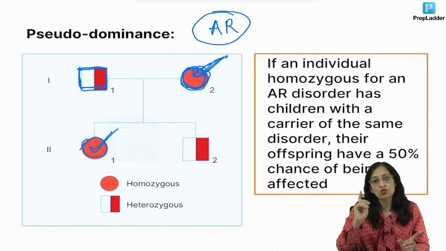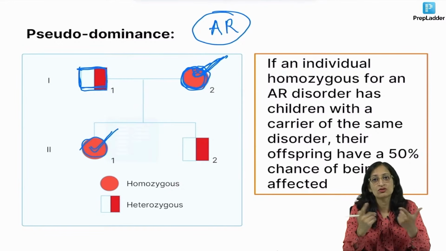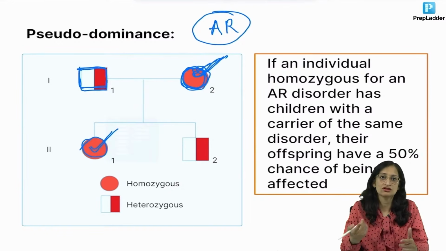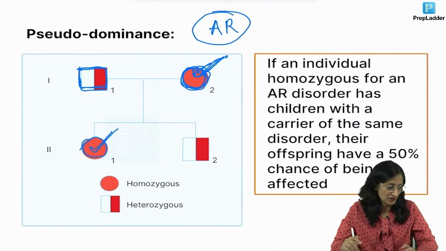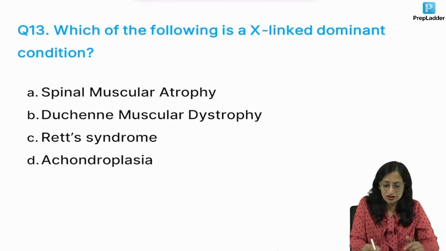When one individual is affected and the other is a carrier and they mate together, then you can have children who are affected with the autosomal recessive disorder, right? Okay. Now, which of the following is an X-linked dominant condition?